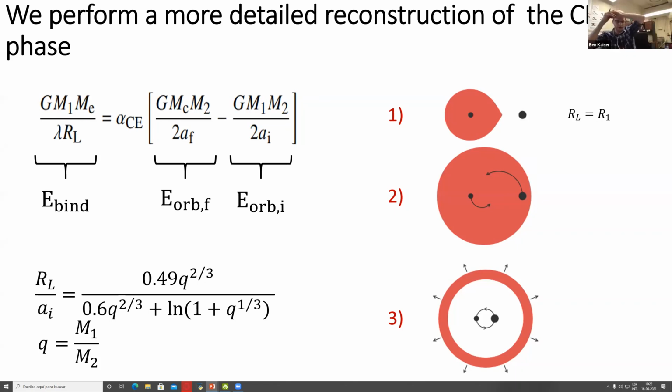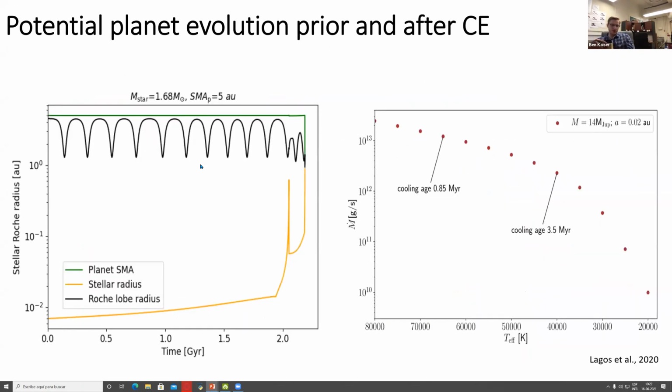Hi, Felipe, thanks for the talk. It was great. I'm sorry if I missed this, but based on this figure as well, you mentioned in the conclusions there's no significant evaporation from the planet, but is there any significant accretion onto the planet from the envelope? And is that going to change the composition of the planet?